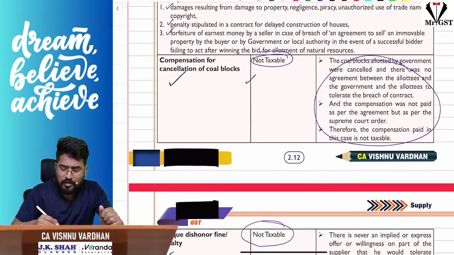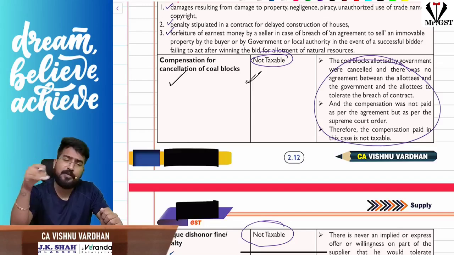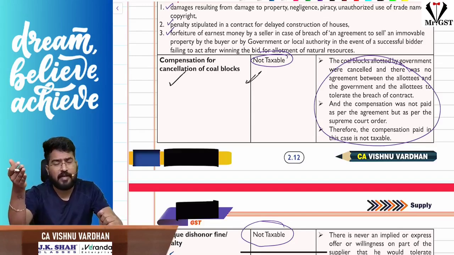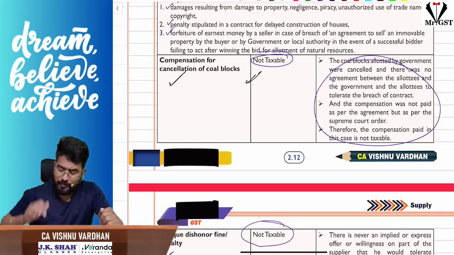Cancellation of coal blocks. The government entered into a contract where private entities were allotted coal blocks, and that contract was breached by the government, and they have paid damages to them. So again, it is a breach of contract, the damages are not paid for an agreement to tolerate the breach. So this is not a supply, so no GST.